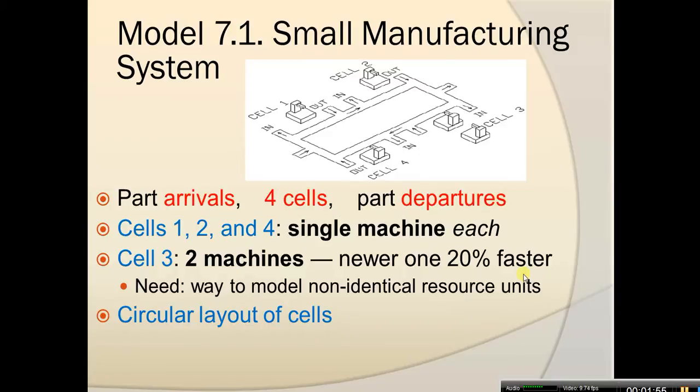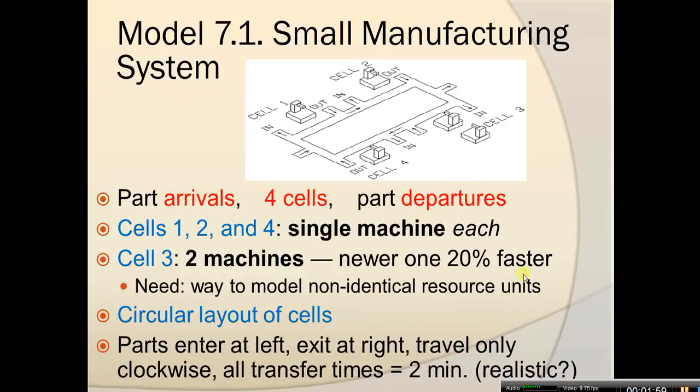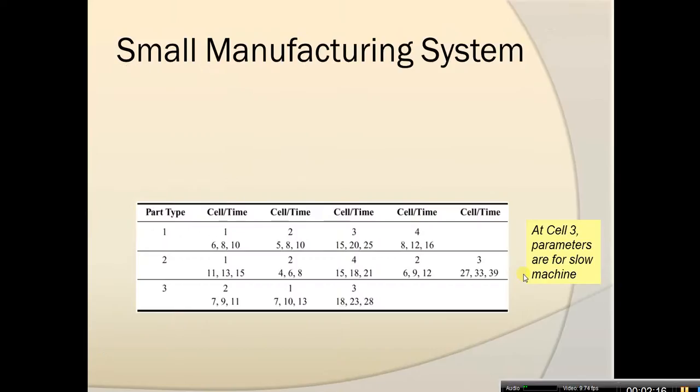So here we have a circular layout of cells, and parts enter at left, exit at right, travel only clockwise, and we assume that all transfer times are 2 minutes. Of course, this might not be realistic, but this is just a first model.